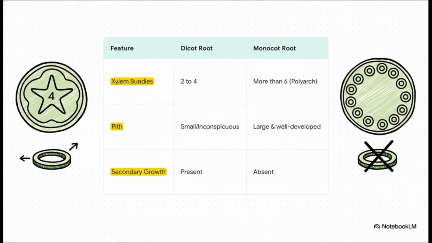And this slide right here just sums it all up. This is pure high-yield exam fuel. Dicot root, 2 to 4 xylem bundles, a tiny pith, and it's capable of secondary growth. Monocot root, more than 6 or polyarch xylem bundles, a big obvious pith, and no secondary growth. Seriously, memorize this table. It's a guaranteed source of questions.